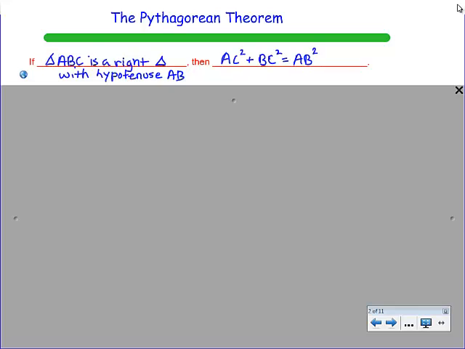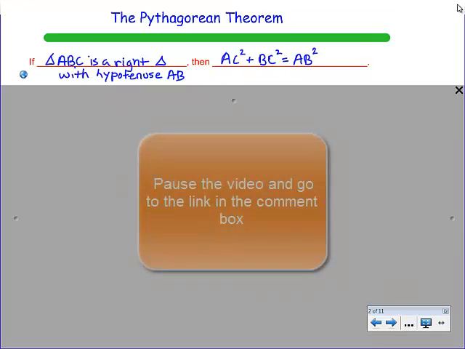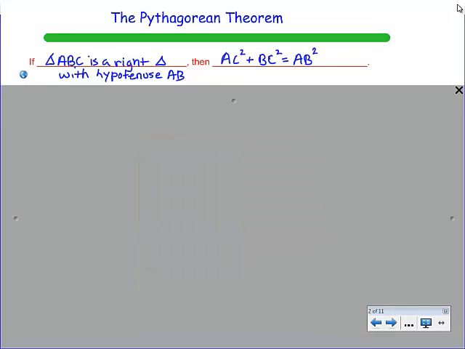The Pythagorean Theorem has over 100 proofs. There are very neat ones. One of the neatest, which involves area, is a link that's in the comment box of this YouTube video. I would like you to pause this video right now and actually check out this proof. So, the Pythagorean Theorem has a neat proof using area.